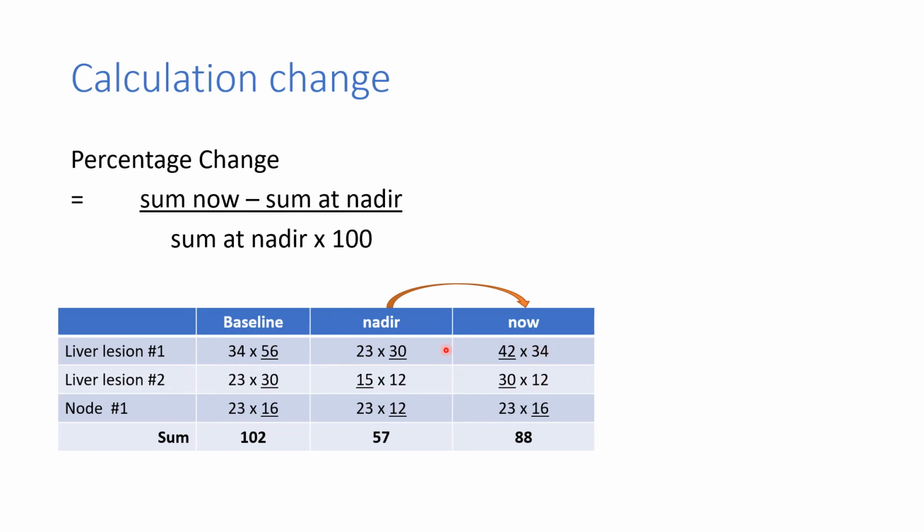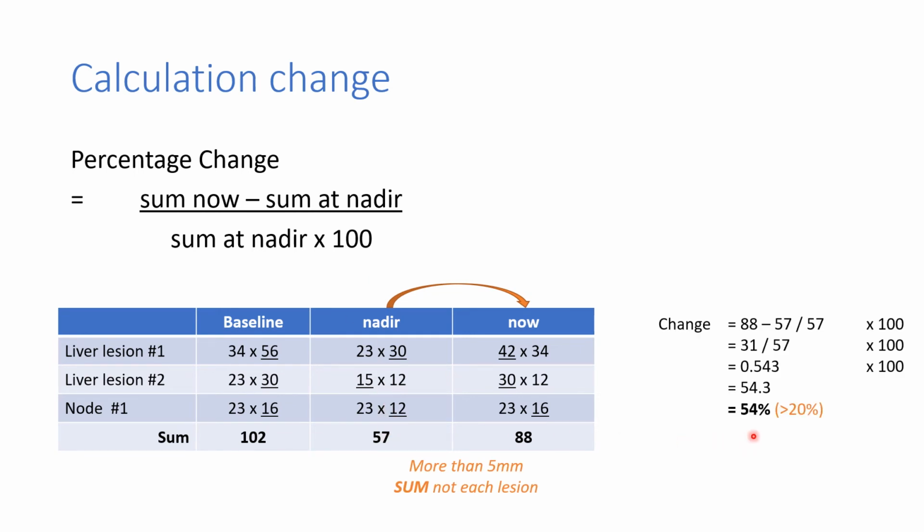Now, here's a lesion that appears to be getting bigger. The sum of diameters now is 88. The smallest was 55. The comparison is now made with this nadir. You don't make the comparison with the baseline. So the sum now minus the sum at nadir, divided by the sum at nadir, times 100, is a 54% increase, so it's greater than 20% increase, so that's progressive disease.